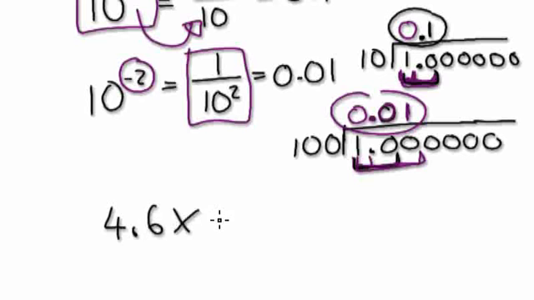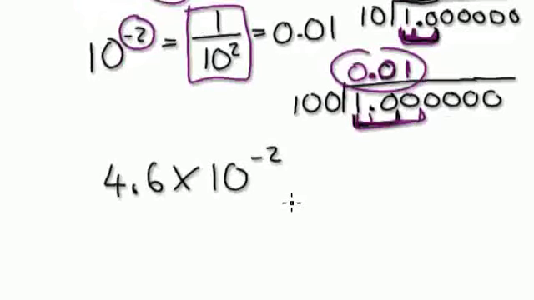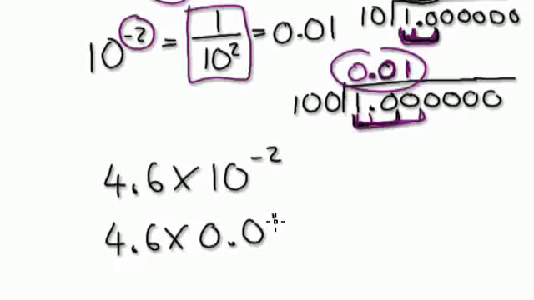Okay. So if someone gives you something like, let's say, 4.6 times 10 to the minus 2, well, here you can visualize this as 4.6 times 0.01.